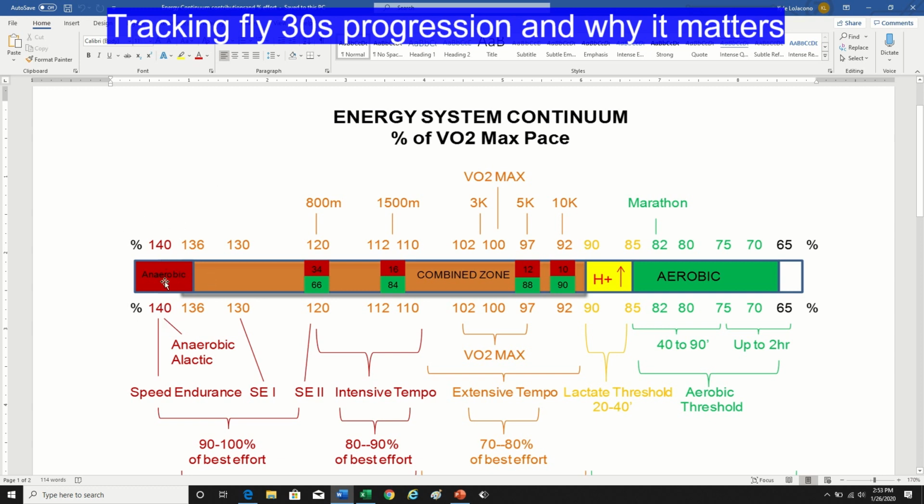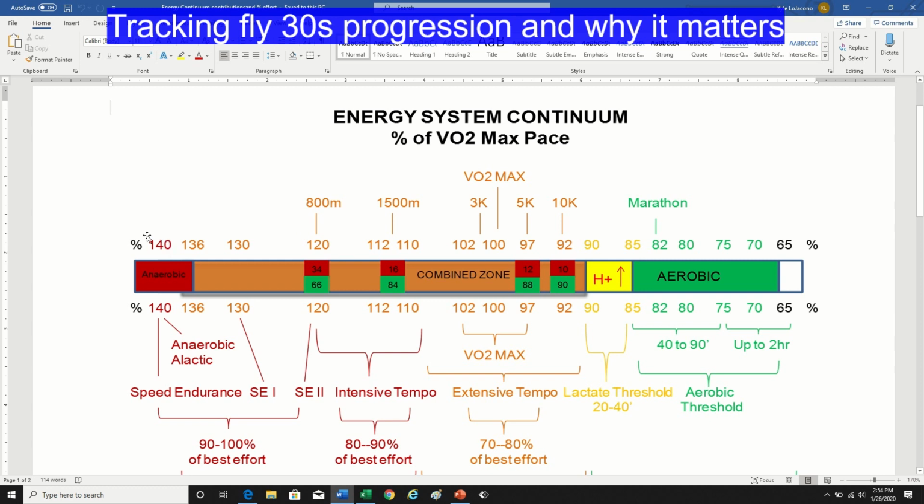So this one, the fly 30s, and you're also going to see improvement from your special endurance. This is basically your 400-meter pace. As this improves, you see other corresponding paces improve. And then obviously your VO2 max: as this improves, other race performances improve from the 800 all the way out to the marathon. So this is the important thing to take away.